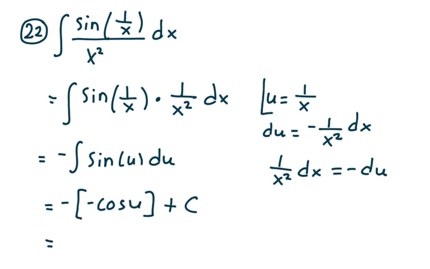But remember that u is 1 over x. And so when I substitute that back in, I get cosine of 1 over x plus c. And that's how we do 22.